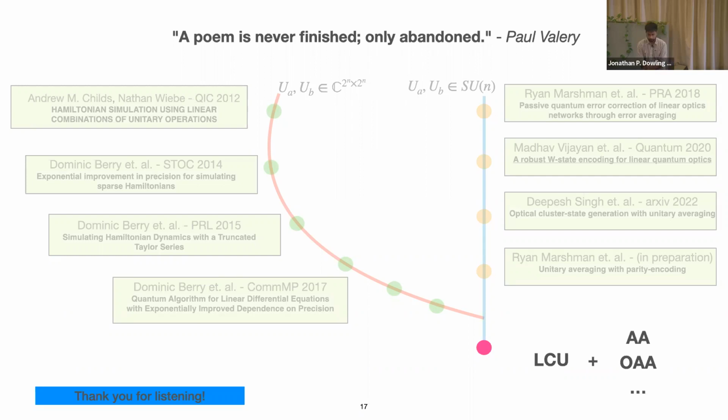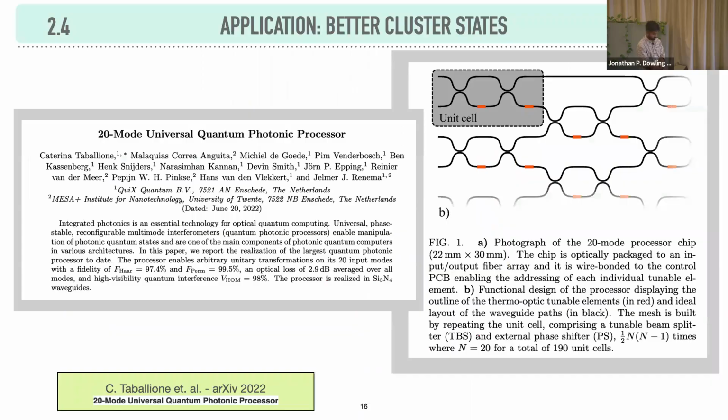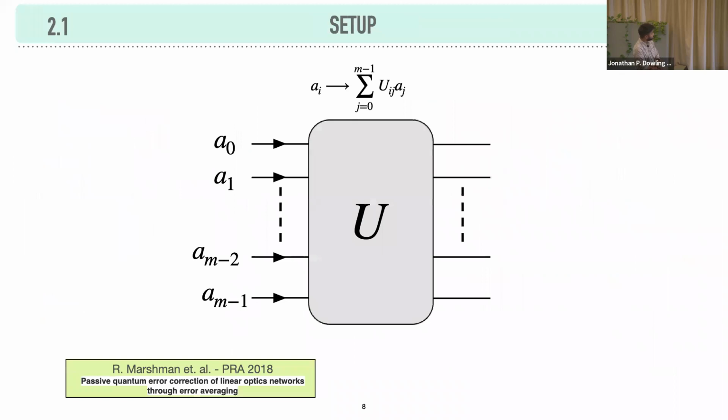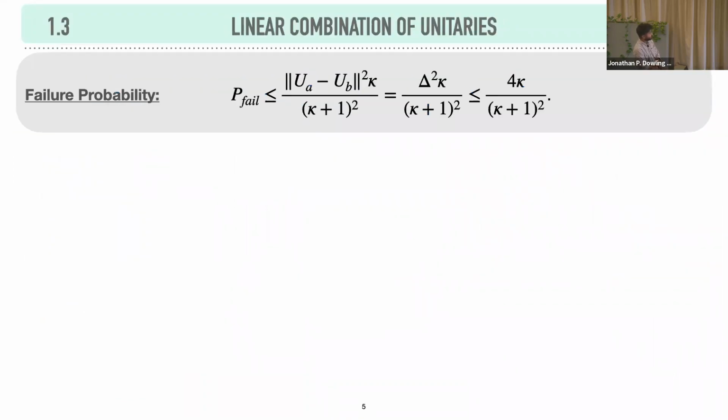Yep, noted. So when you have UA and UB, they're unitary, and you take the average, but that in general will not be. Yeah, that's true. So you seem to relate your success probability to the trace distance between the two unitaries. Is this it? Yeah.